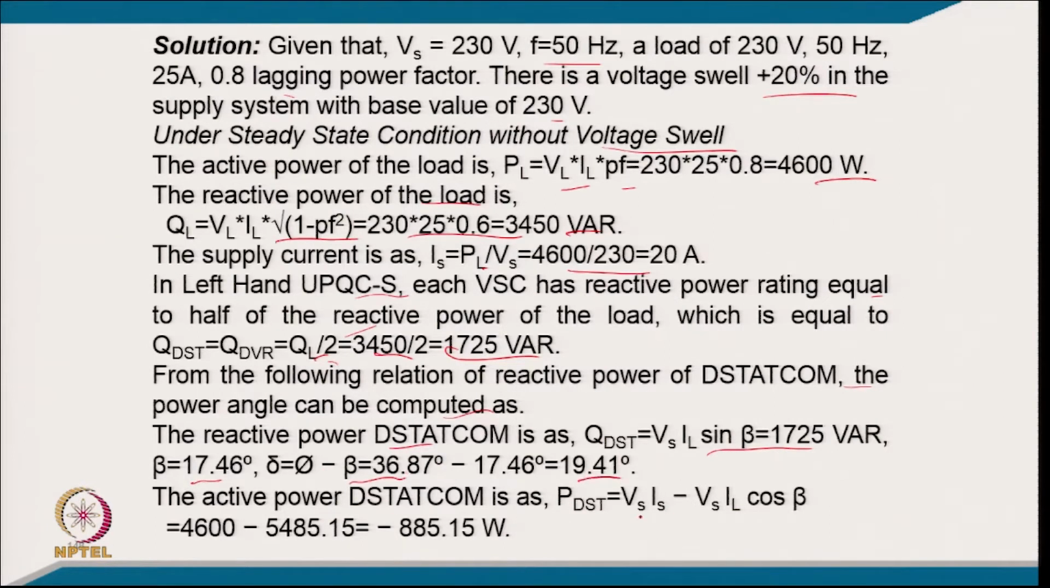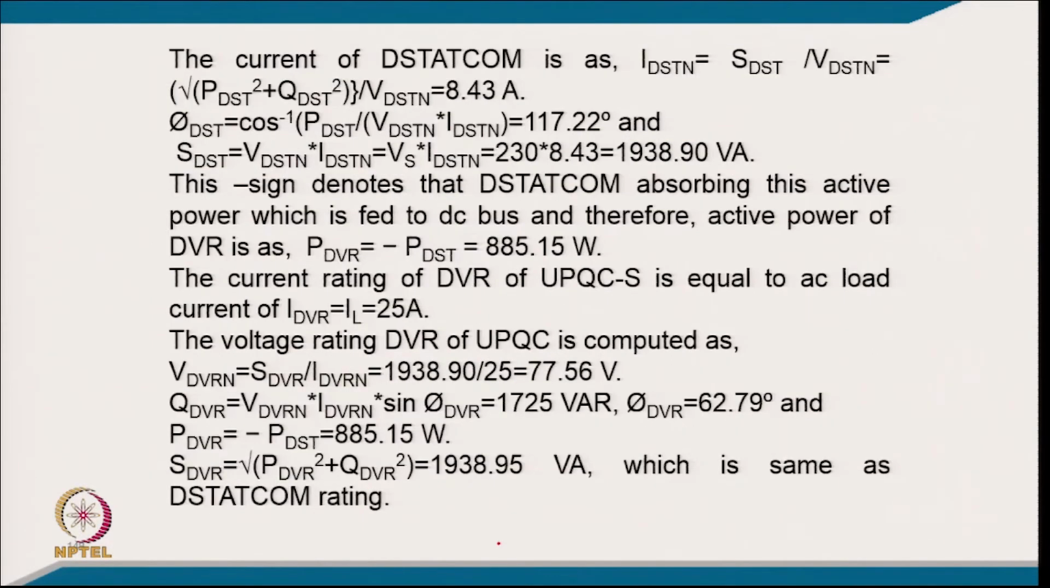The active power of the DSTATCOM, from this calculation, we get 885.15 watt. The current rating of the DSTATCOM from this relation, by putting the values, comes to 8.43 ampere, and the angle of the DSTATCOM comes to 117.22 degree. The VA rating of the DSTATCOM from this relation is 1938.9 VA, and the minus sign denotes that the DSTATCOM is absorbing active power which is fed by the DC.